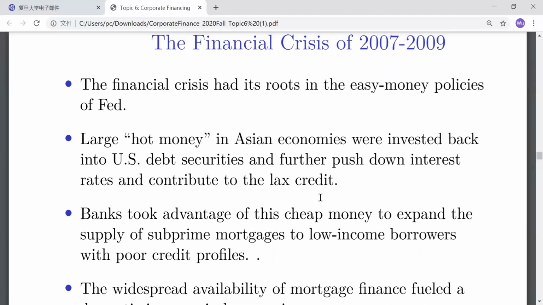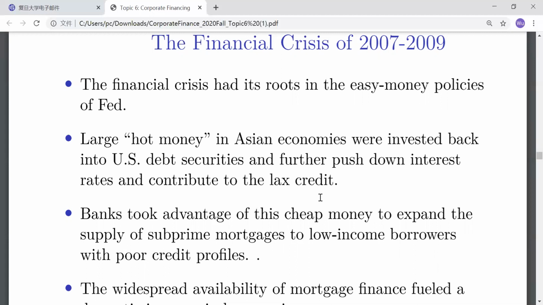So then I will briefly talk about the financial crisis of 2007 to 2009. So we all know this crisis, right? That's the crash of the financial market, which comes from the subprime mortgage crisis, right? Which means those subprime mortgages could not be paid off, right? Which caused large defaults.